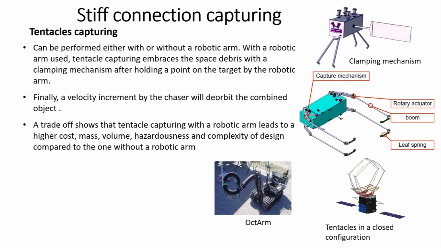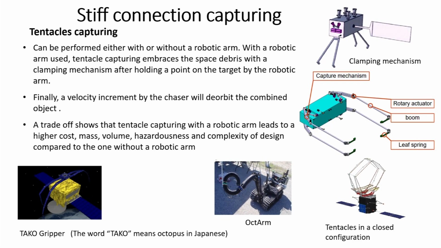So, this is another one, the octopus that I showed. This is called the octo arm, a flexible way of capturing, and this is called a teko gripper. This is a Japanese word, teko means octopus in Japanese. So, how does this teko gripper work?